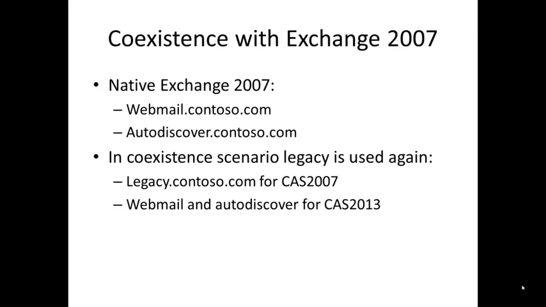If you have a coexistence scenario with Exchange 2007, you have the native Exchange 2007 namespaces webmail.contoso.com and autodiscover.contoso.com. If you install Exchange 2013 into this environment, webmail and autodiscover will be used by CAS 2013, and an additional namespace, legacy.contoso.com, is used for CAS 2007, and clients will be redirected to this additional namespace. So this means you most likely have to reconfigure your TMG, but you also have to be aware of your SSL certificates, which need the legacy.contoso.com namespace.